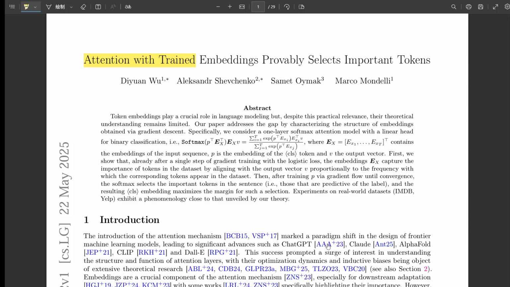And the training itself, pretty standard stuff. Minimize the logistic loss using gradient descent. Or for the theory, they often analyze the continuous version, gradient flow, which makes the math a bit more tractable.